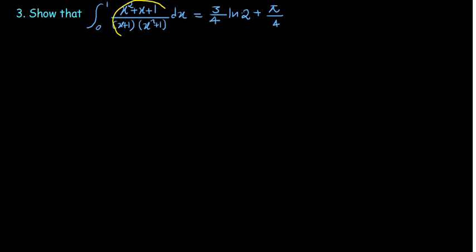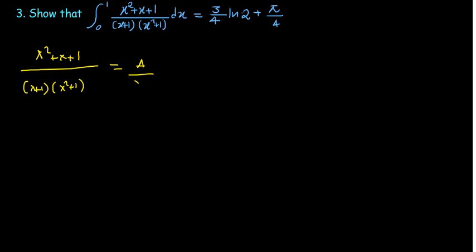So first we should break this into partial fractions. So we have x² + x + 1 divided by (x + 1)(x² + 1), and that should be equal to, this is a linear factor, and so it will just be A over x + 1. But this is a quadratic factor, therefore this is going to be in the form Bx + C on top and then over x² + 1.